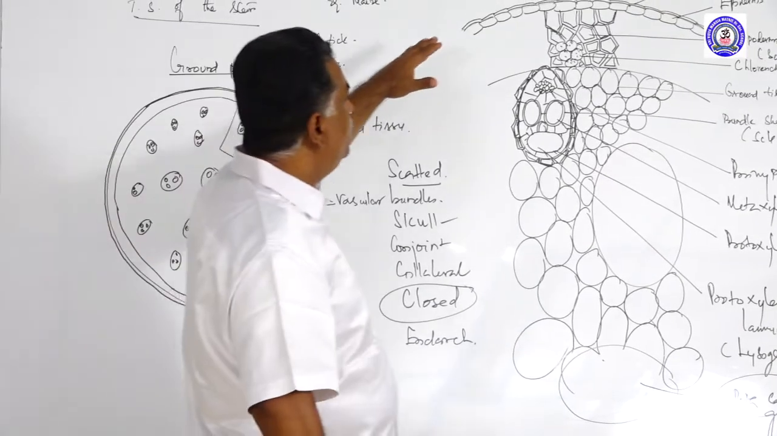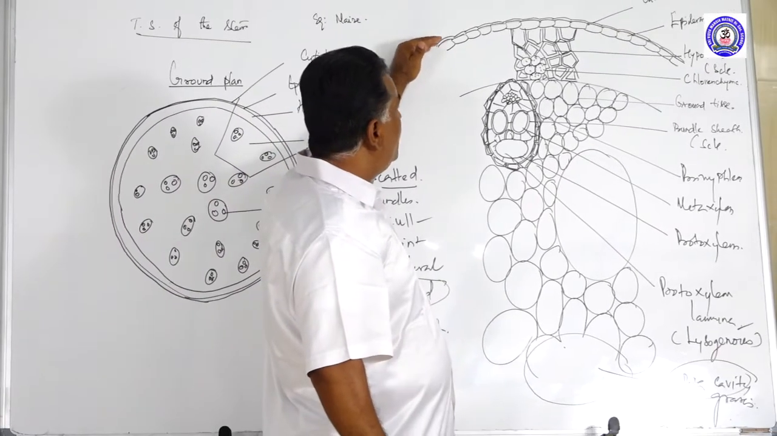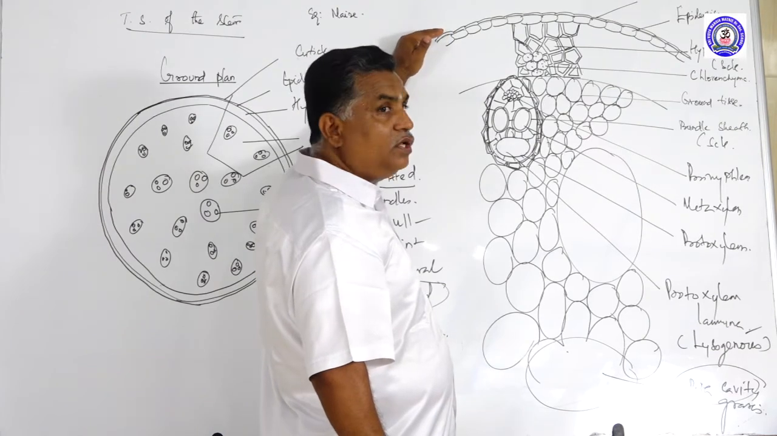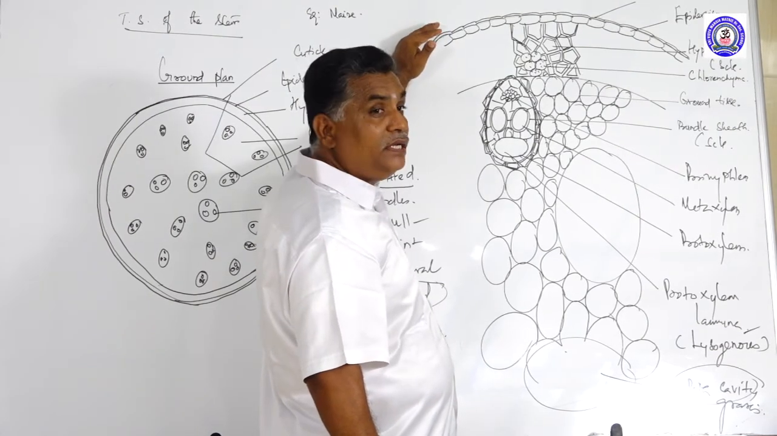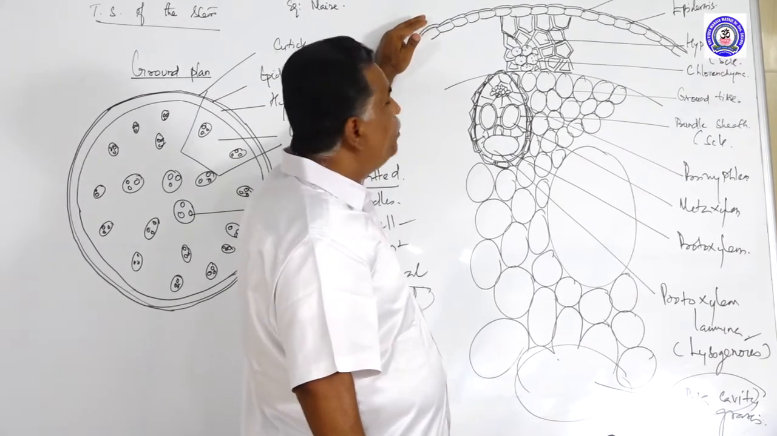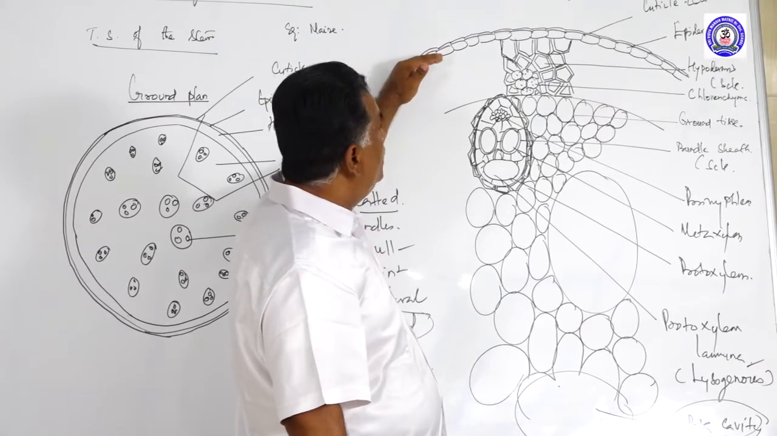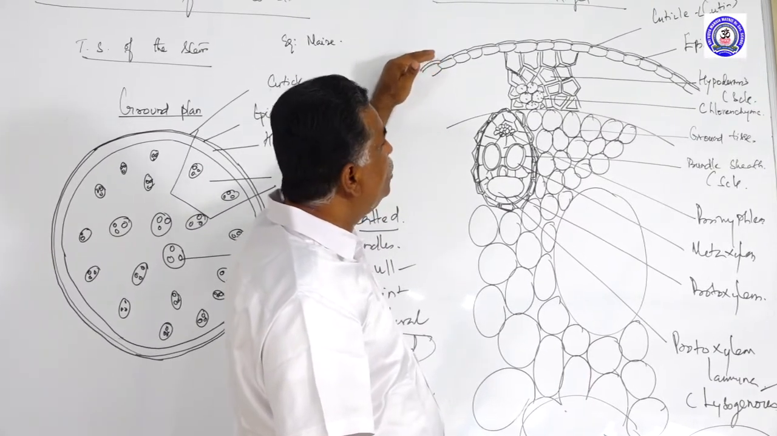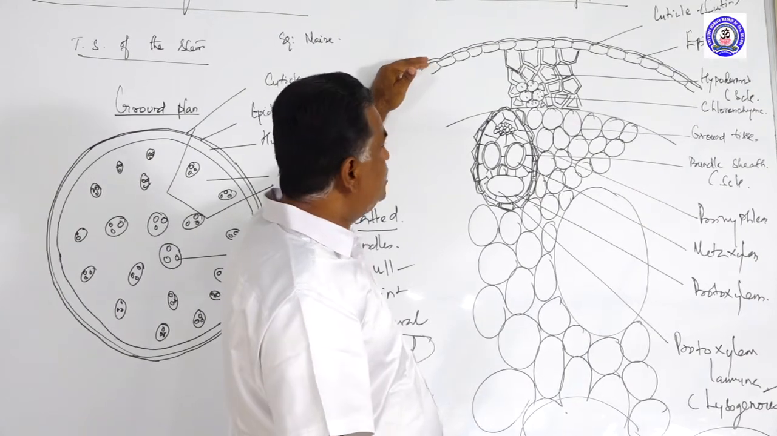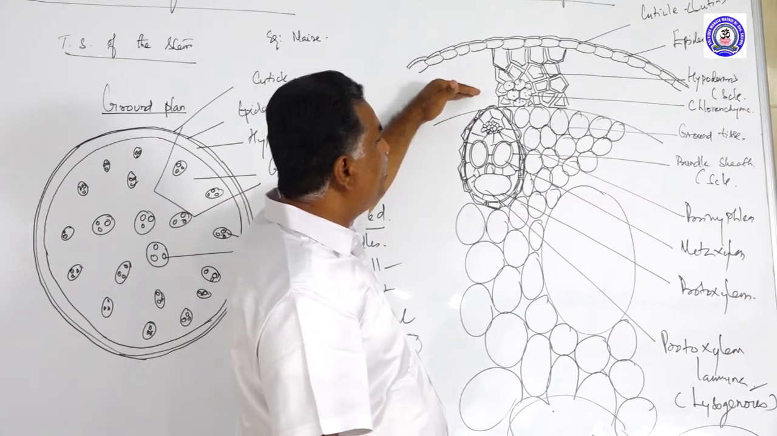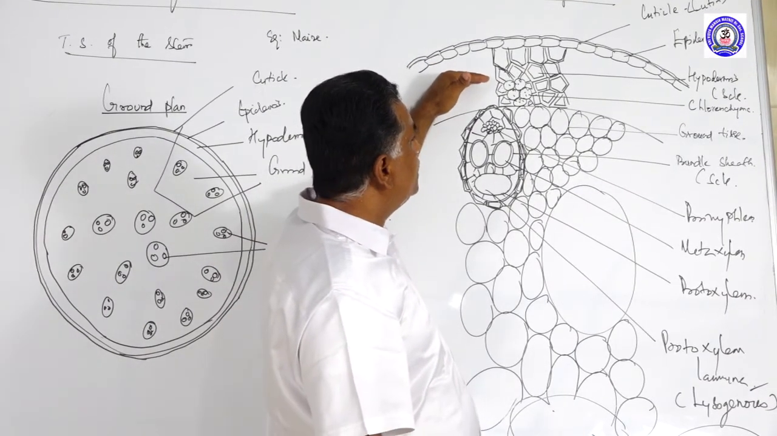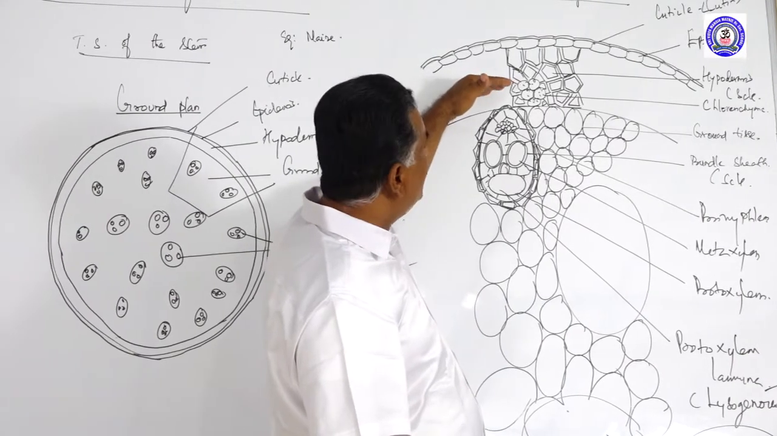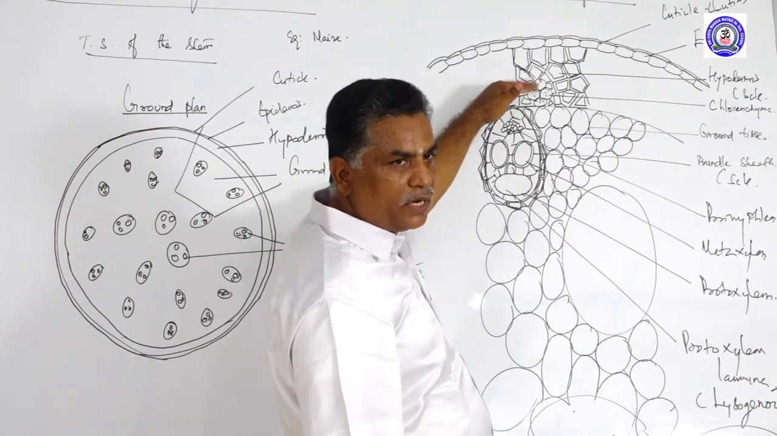Let's sum up. See the outer layer, epidermis, and that is covered by thick cuticle, no multicellular hairs. Stomata are less in number. The function of epidermis is giving protection, cuticle checks transpiration. Next to that is hypodermis. Hypodermis is made up of sclerenchyma. It is not a continuous layer. Its continuity is interrupted by the presence of chlorenchyma.